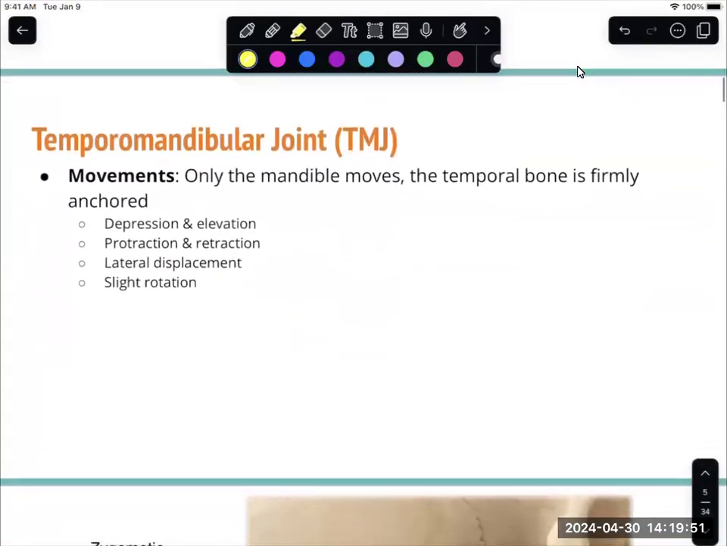Some of the different movements that your jaw, that mandible, can do are depression, elevation, and protraction, so you can stick your chin out and back in. Lateral displacement lets you go side to side, and then there's a little bit of rotation in there.